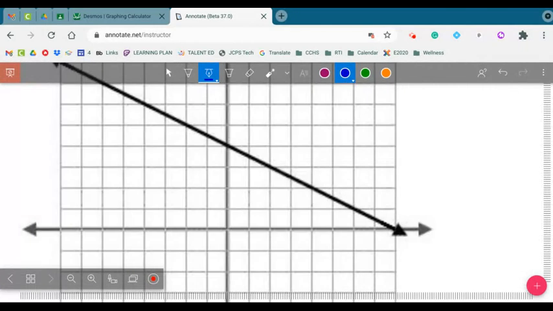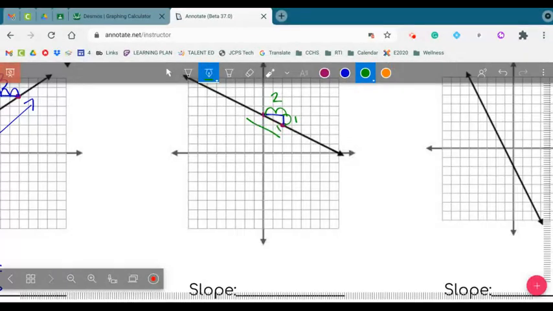The next one, this is my first point. This is my second point. And you guys, you can have points wherever. I like to pick my y-intercept. It normally is a lot easier. So draw my triangle. I rise 1, and I run 1, 2. So it's how many boxes do you go over? This one's going down, so it's going to be negative 1/2 because it's my rise over my run.